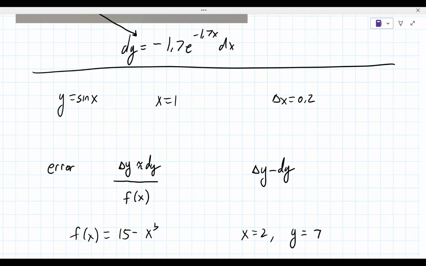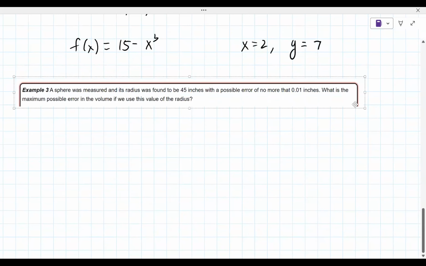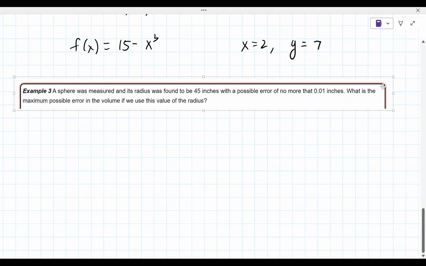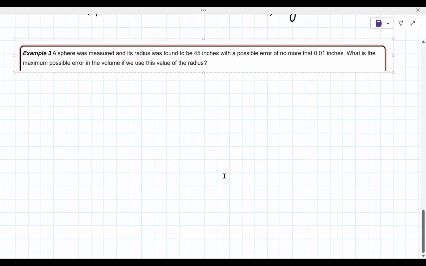So the problems that I'm used to seeing here are more of the word problems. Yeah, I do have a page of word problems that I sent you, 195. But I don't know if they correlate or not. They're kind of weird. There's more standard ones here that we can do. Yeah, maybe let's just do the standard ones. So it says the sphere was measured and its radius was found to be 45 inches with a possible error of no more than 0.01 inches. That's your dx, or dr, depending on the problem.